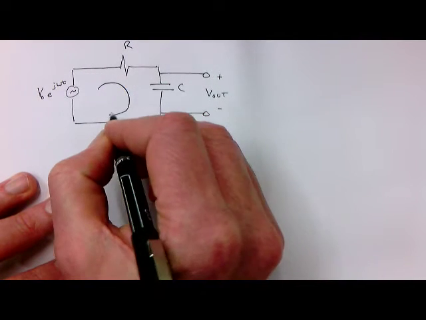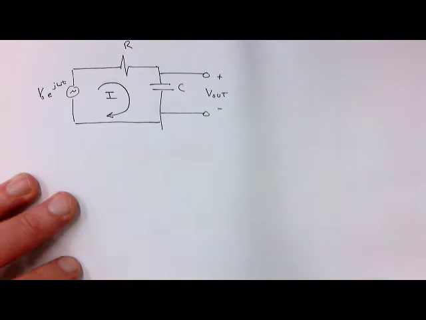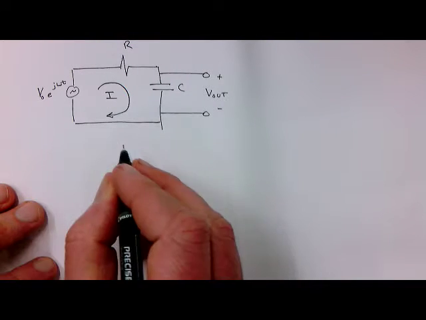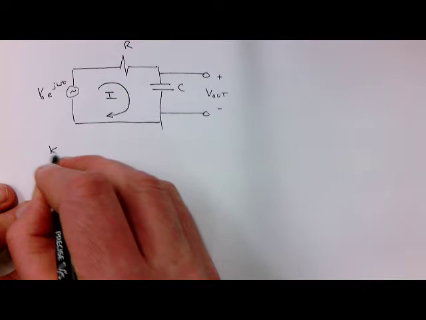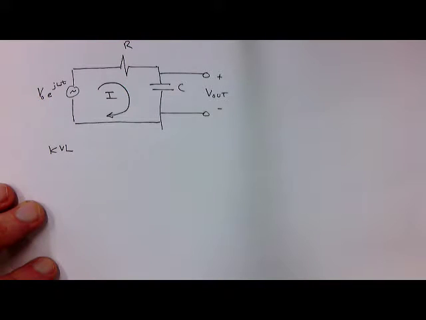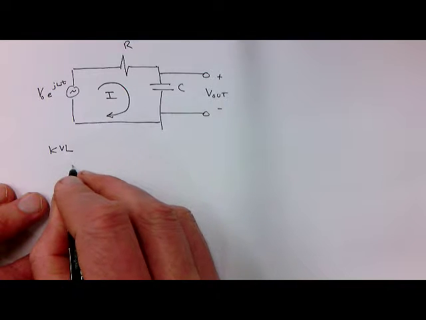Okay, so here's how I'm going to do it using complex impedance. The first thing I'm going to do is assume there's some current in the circuit, and I want to find that current, right? The way I find that current is by using KVL. So I'm going to add up the voltages around the loop, and I know that the voltages around the loop have to add up to 0, right? So what are the voltages around the loop?